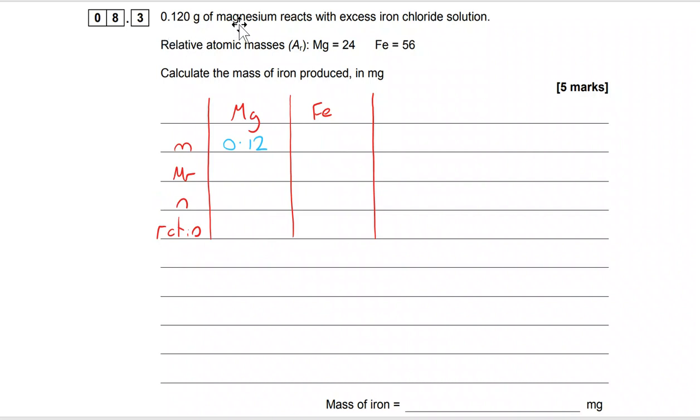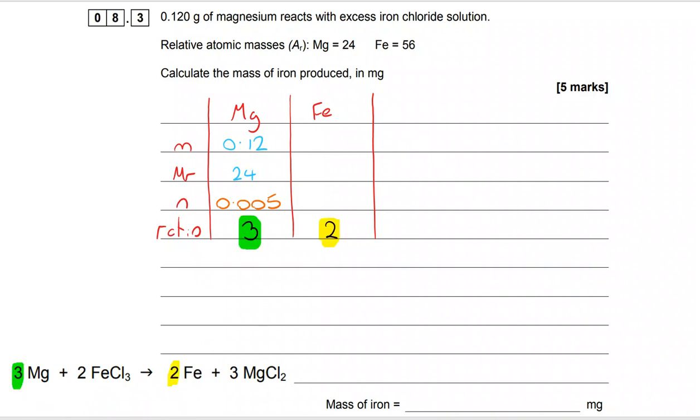You can see that I was told 0.12 grams of magnesium, so I've put that in, and I can go to my periodic table, or I can look in the question here to see magnesium has an atomic mass actually of 24. Now, if I've got my M and my Mr, or M and Ar, I can do M divided by Mr to get number of moles, which is 0.005. I next need my mole ratio. Now, I've got to go back earlier in the question to do this, and I've put the equation down here. You can see that 3 moles of magnesium make 2 moles of iron. So my mole ratio is 3 to 2.